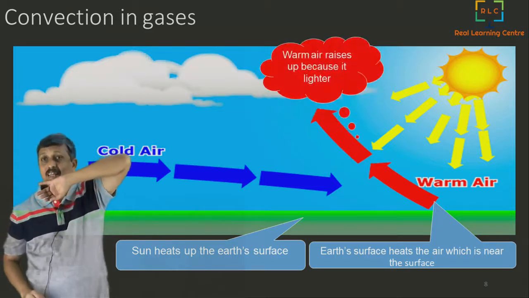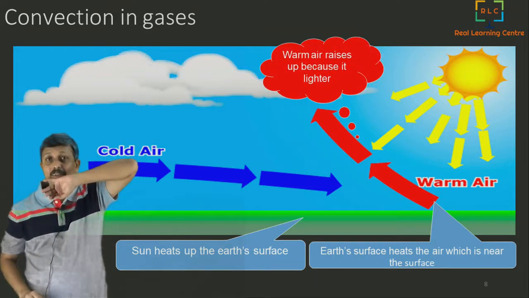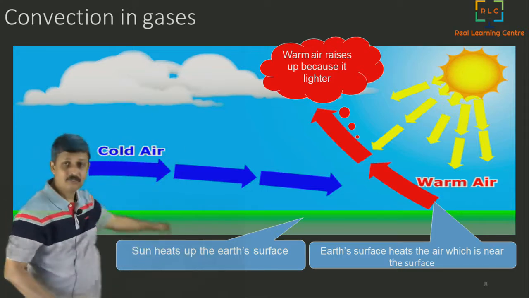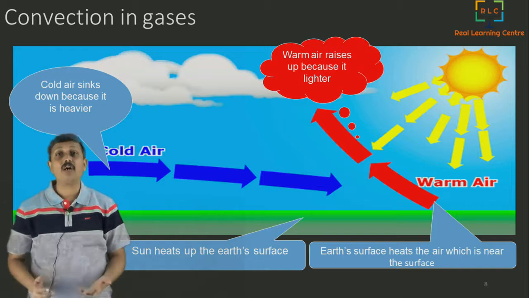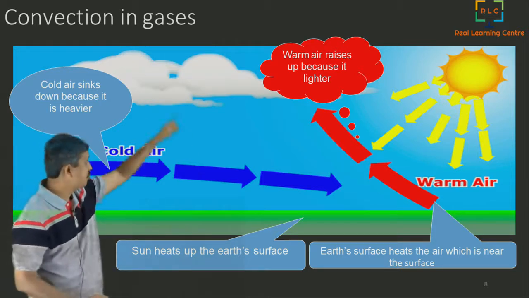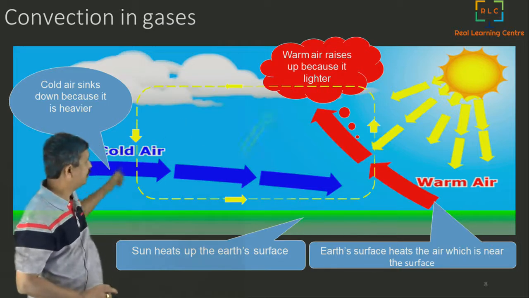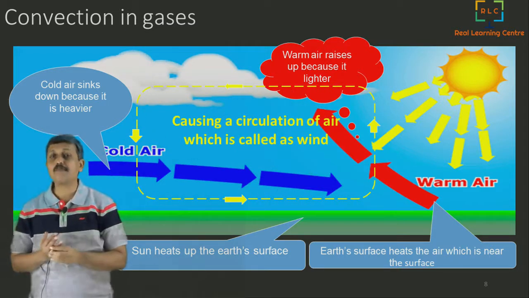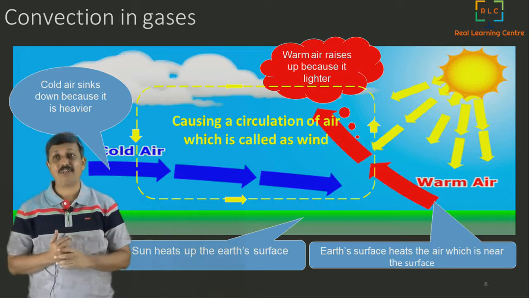Once the warm air rises, then what happens? To occupy the space, the cold air comes down. So that process continues. When that process continues, you see that circulation. Warm air rising, cold air coming down. Warm air rising, cold air coming down. That is basically the circulation of wind.